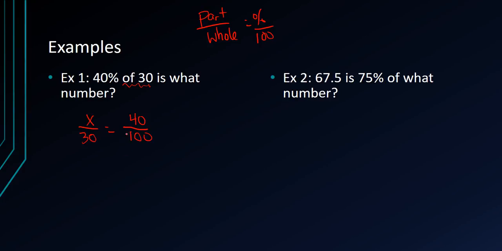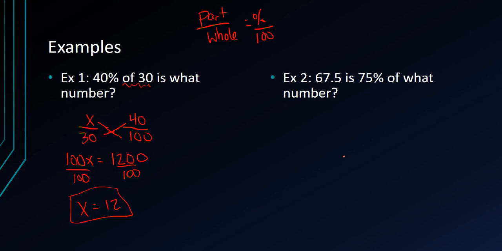Now remember, to solve a proportion, we cross multiply. So x times 100 is 100x. 30 times 40 is 1,200, and then we divide. So that would be 12. 40% of 30 is 12.